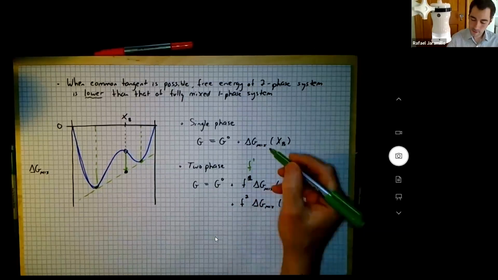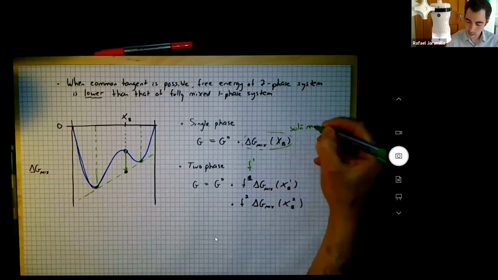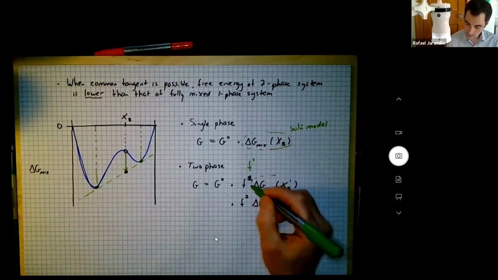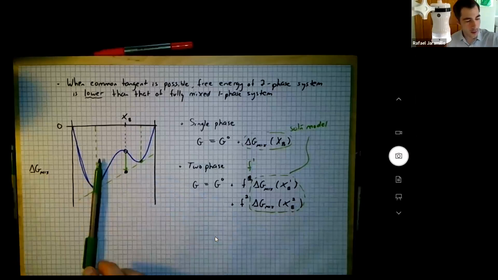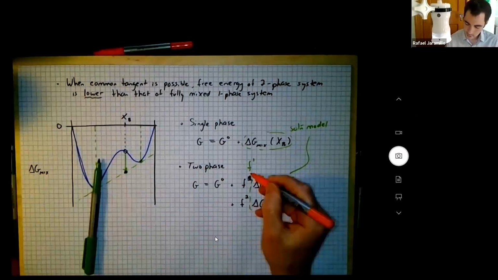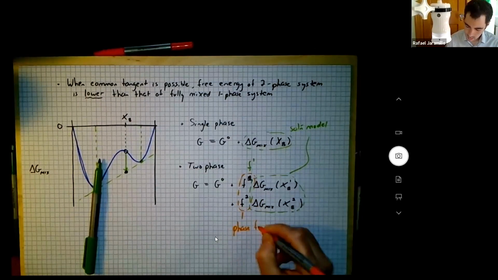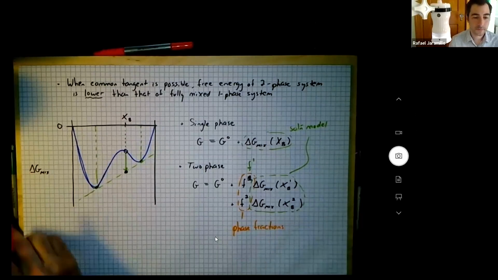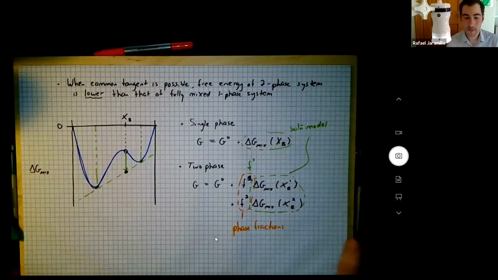So this here is solution model. This is solution model. And these are phase fractions. Okay. So you're working some of these concepts on the problem set.